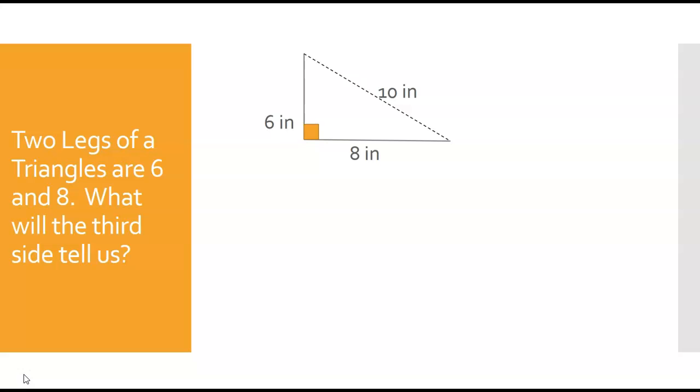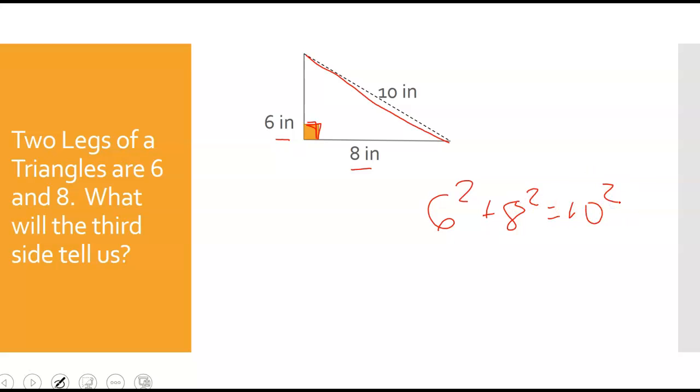So let's take a look at this triangle. If we have a triangle that looks like this, and we have one leg that is 6 inches long and one leg that is 8 inches long, and the angle formed between them is a right angle, then we know that the third side has to be 10 inches, because 6, 8, and 10 form what is called a Pythagorean triple. That means that 6 squared plus 8 squared is equal to 10 squared. 6 squared is 36, 8 squared is 64, and 10 squared is 100. And 36 plus 64 does indeed equal 100.